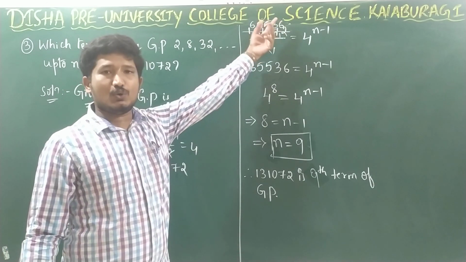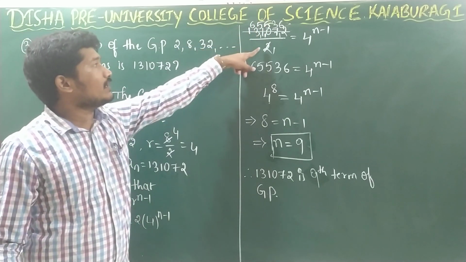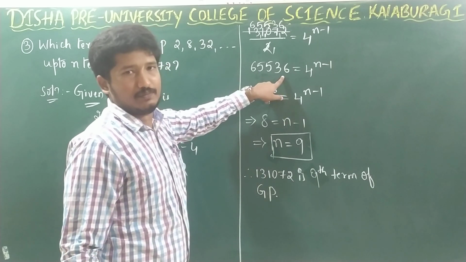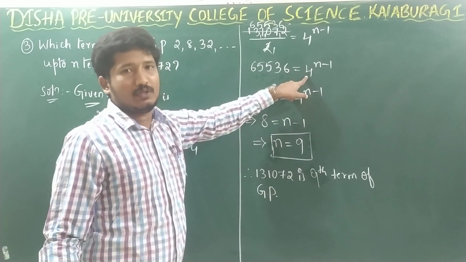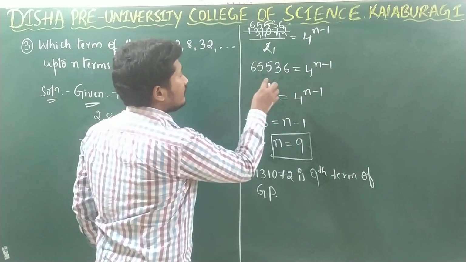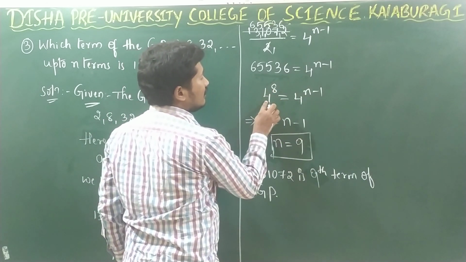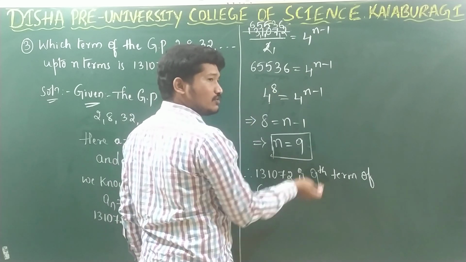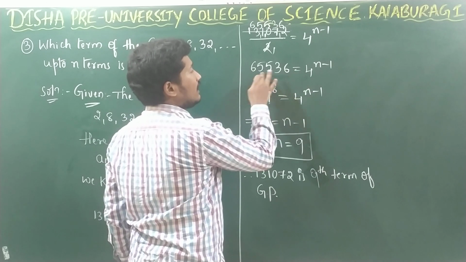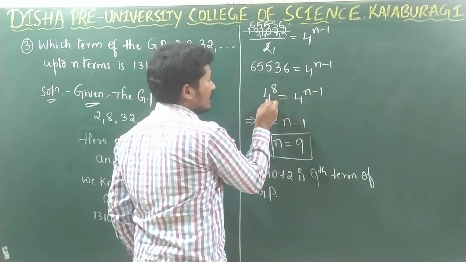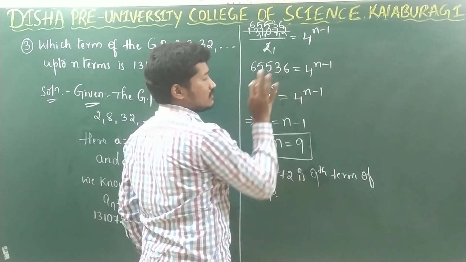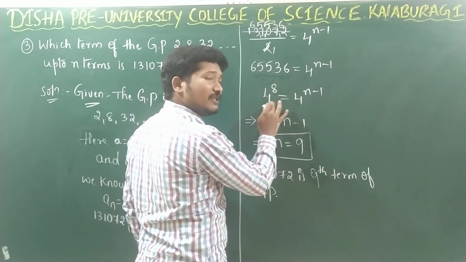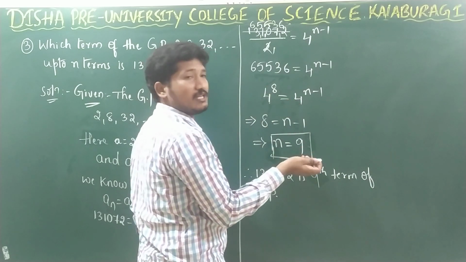And I have transferred 2 from RHS to LHS. It will come to the denominator. When you divide this, you will get 65536 is equal to the RHS as it is. Next, what I have done, I have taken this number in terms of 4 power. Right? That is, how many times I multiply 4 to get this one. So when I multiply 4 8 times, I will get this term. Right? Now, these 2 terms are equal. That is, the answer must be the same. When will the answer be the same?